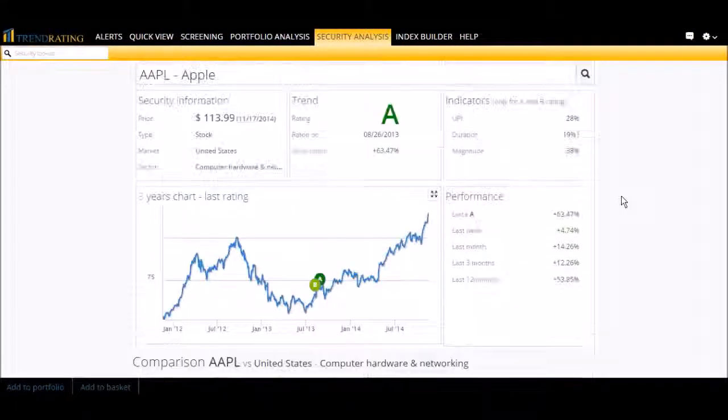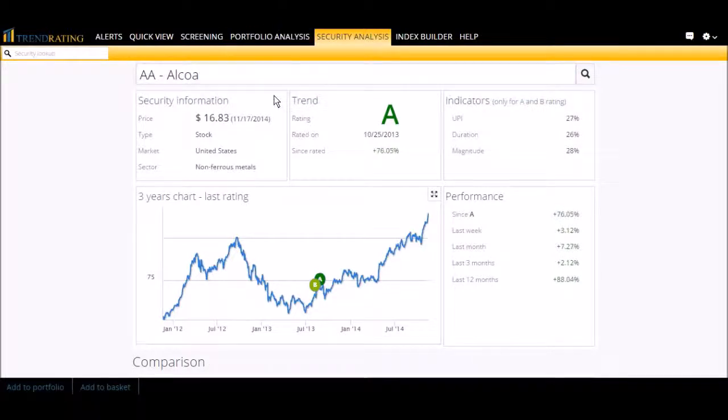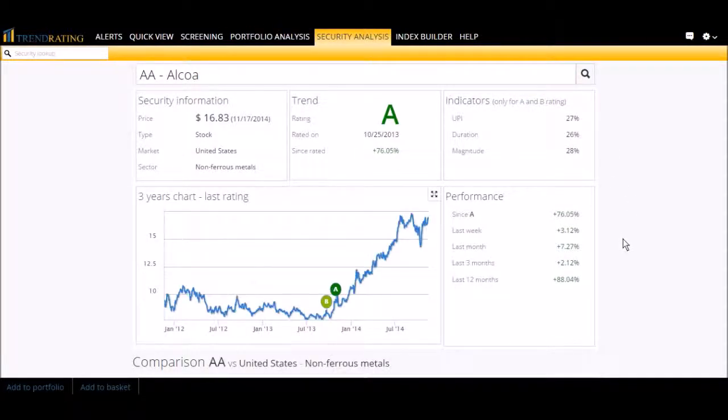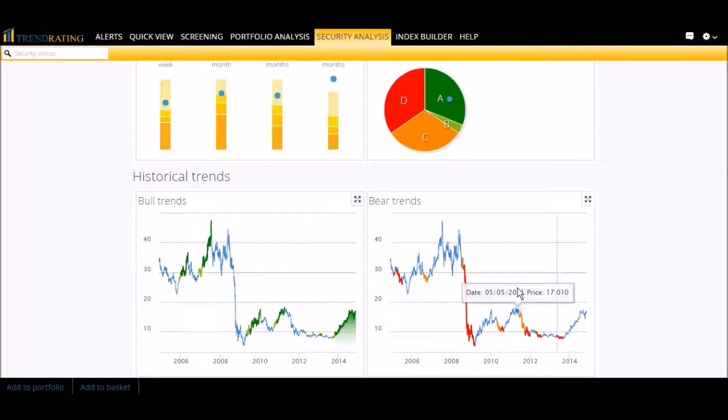I'll take another stock, Alcoa. Here we see a similar picture where the model is designed to capture trends relatively early and ride them across the various phases. It is interesting to see that Alcoa, for example, recently had a sharp correction, but according to the model, this was part of the whole uptrend, and the uptrend is still intact. Again, you will see how the model has been effective in capturing uptrends and to capture the key downtrends as well.